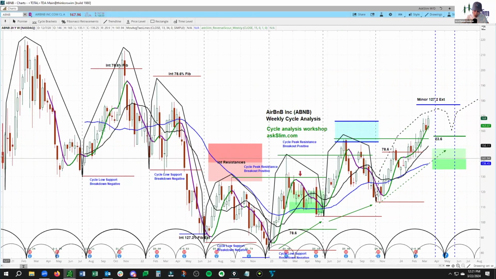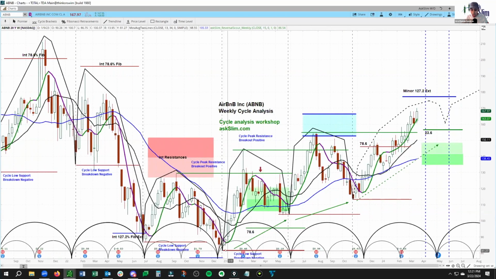can see we opened right around 140-ish. We rallied, sold off, kept making lower cycle highs, lower cycle lows, and then a change happened off of this higher cycle high and higher cycle low. And then what happened after that? We formed another higher cycle high, higher cycle low.